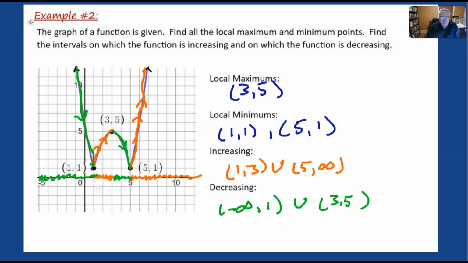So notice we've covered almost all the x-axis. The only points not included are the actual maximum and minimum themselves. But every other point, the function's either going up or down above it. And so almost the whole x-axis is covered. All right, this is a little hard to get, so hang in there. Keep trying these problems. Practice it with Desmos if you can, and you'll be fine.